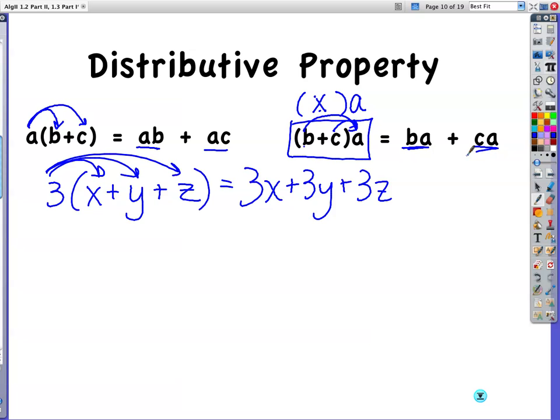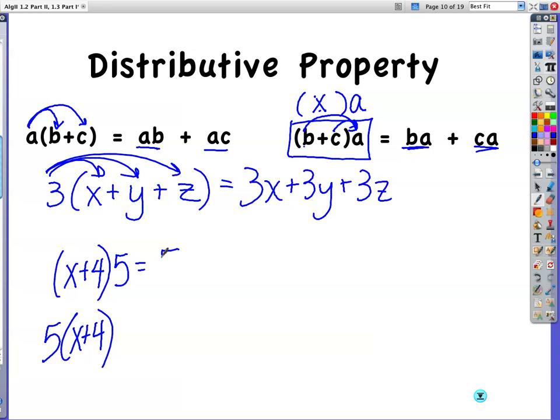Okay? So let me give you a number one with this. If you had x plus 4, and then you had a 5 out here, I have a sneaking suspicion most of you would put the 5 out front, and that's okay, and then you would distribute. If not, you would do 5x plus 20, because you can think of it like this: 5 times the x, 5 times the 4, which is exactly what's happening over here.